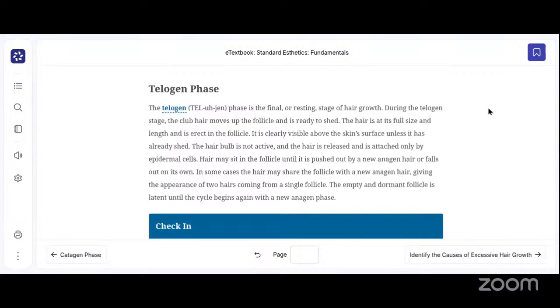The telogen phase is the final or resting stage of hair growth. Let's highlight in yellow. Telogen, it just told you, final or resting stage of hair growth. During the telogen stage, the club hair that we found that now becomes club hair in catagen moves up the follicle and is ready to shed. This is why they call it the falling out stage or the shedding stage.